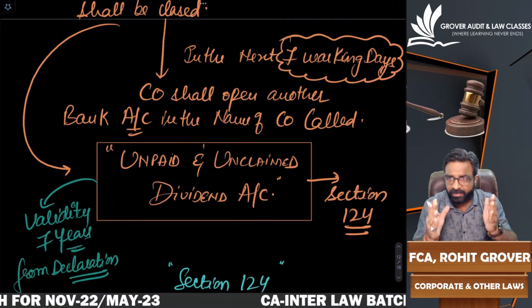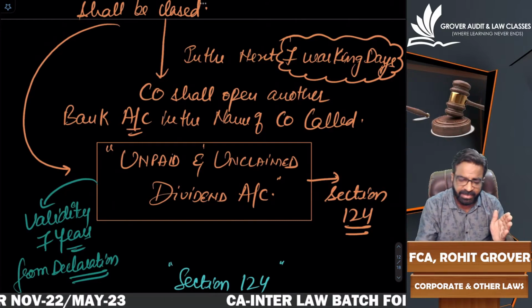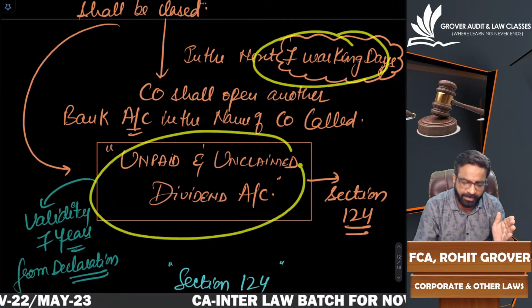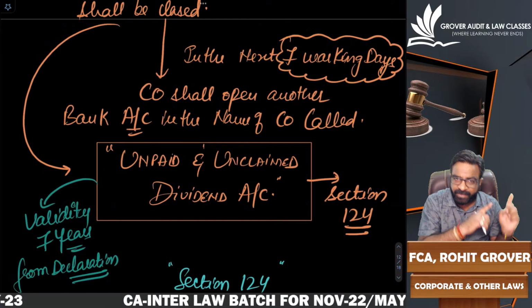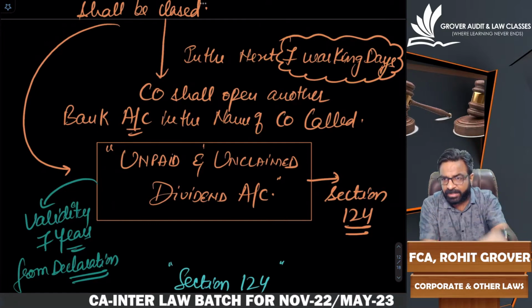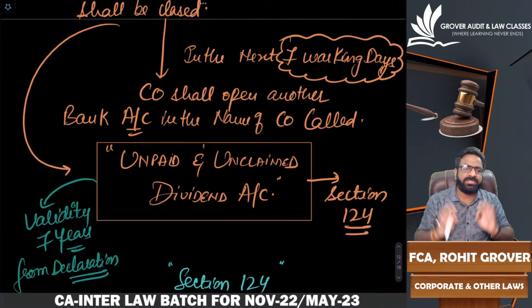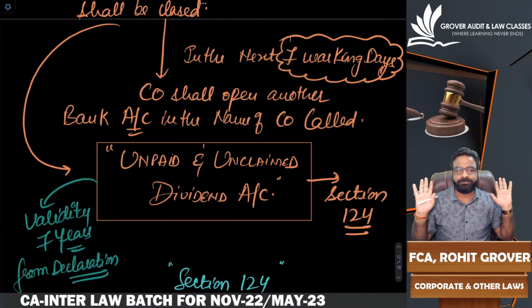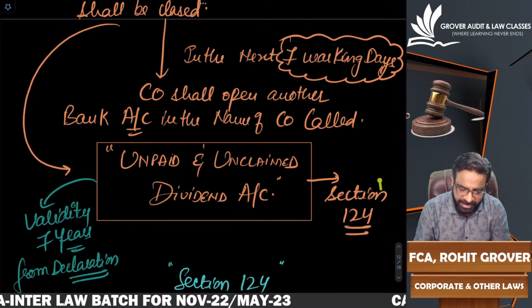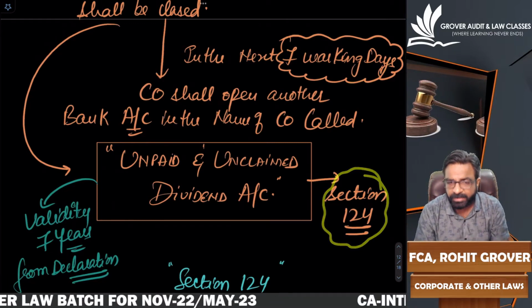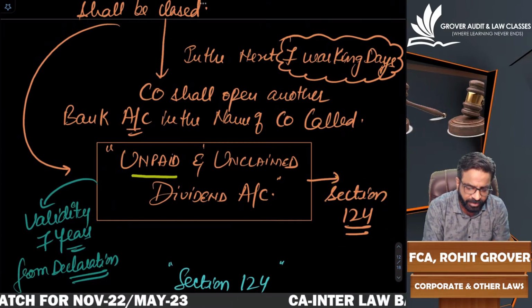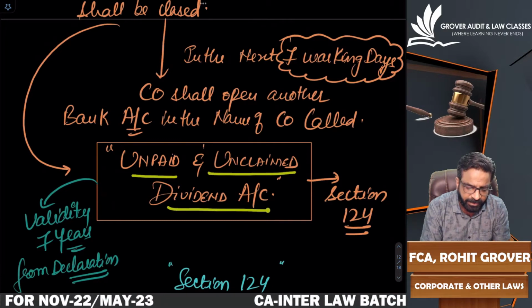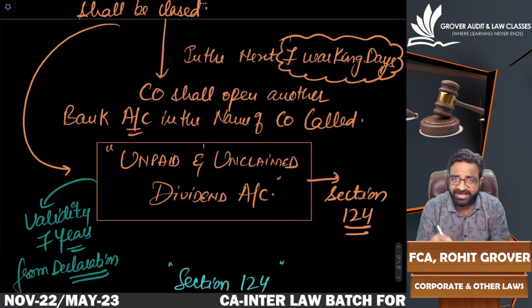We have to shut down that account? Yes, sir. In the next 7 working days, we open another bank account. What is the name of the account? Unpaid and unclaimed dividend account. And we will transfer the total money to the unpaid and unclaimed dividend account. Is it crystal clear to you? Yes, sir. That section is known as section number 124. What is the name of section number 124? Unpaid, unclaimed dividend account.